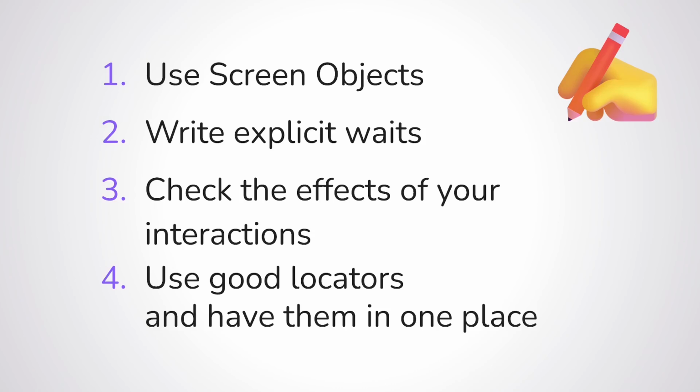Let's recap once more what lessons from the web can be applied to automated game testing. Use screen objects, especially for your game UI. Write custom explicit waits whenever you can. Check the effects of your interaction with the guarded interaction pattern. And use precise locators and have them in one place for them to be fixed quickly if needed.